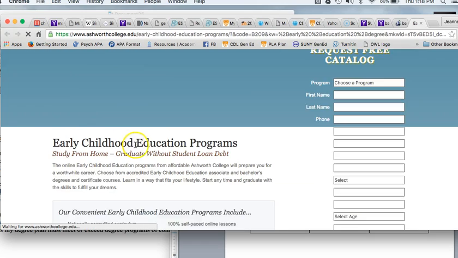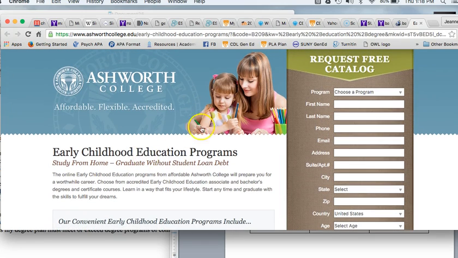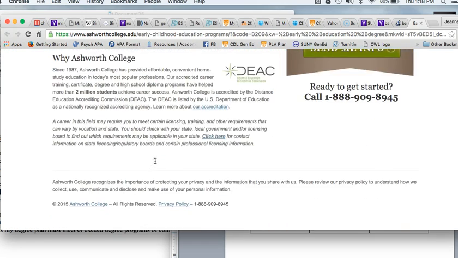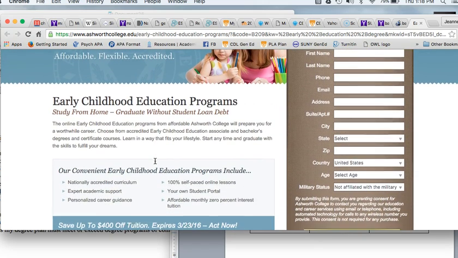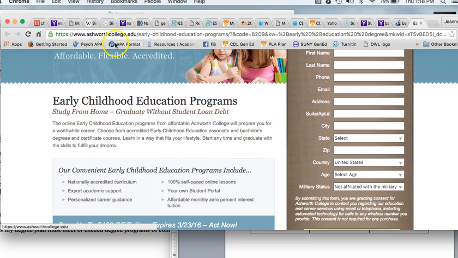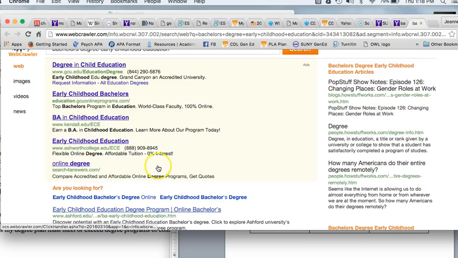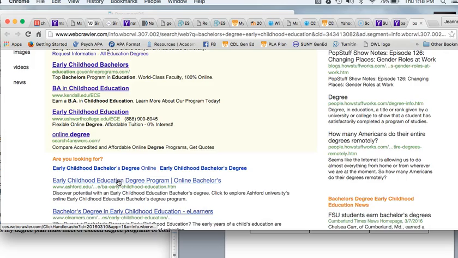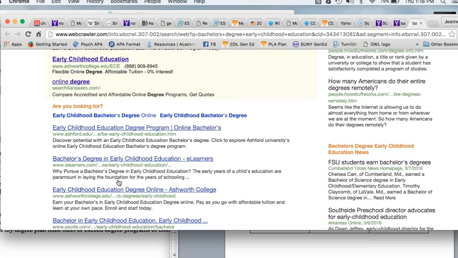Here's Ashworth College. Let's check that out. What do they have? Request a free catalog. Again, I don't want a catalog. I just want you people to give me a listing, so they're not giving it. I'm going to go with something else. This is all it is. It's you searching and finding the degrees. And you can find them. Everybody else before you has found them. It just may take a little bit more tweaking on your part.